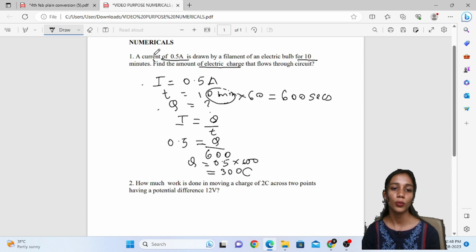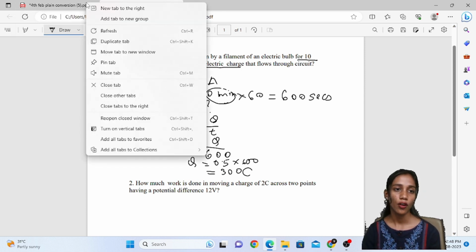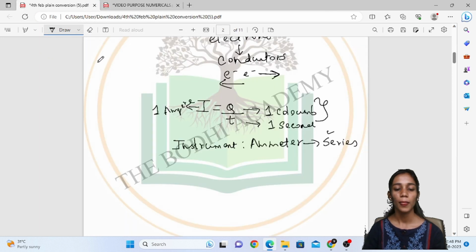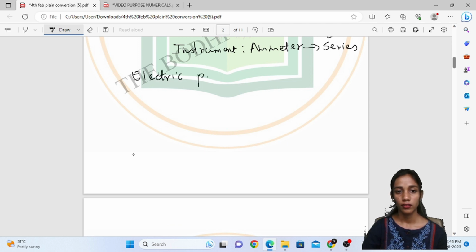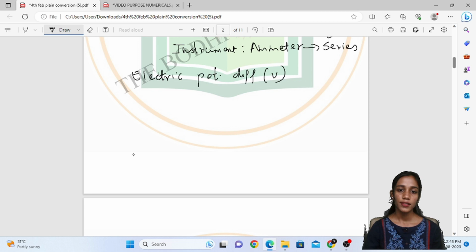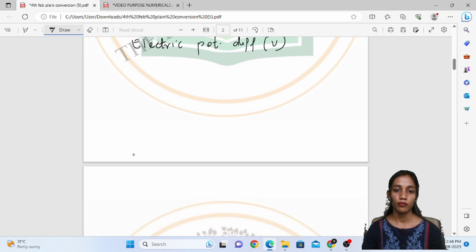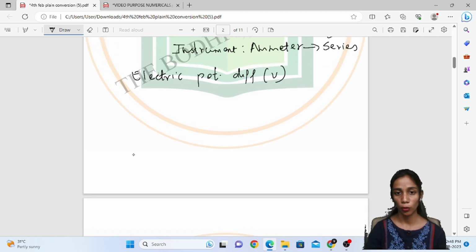Now we will be doing the second concept of this chapter, which is electric potential difference, given by the symbol V. I had said that for current to flow, there should be the flow of electric charges. The charges should flow through the conductor.